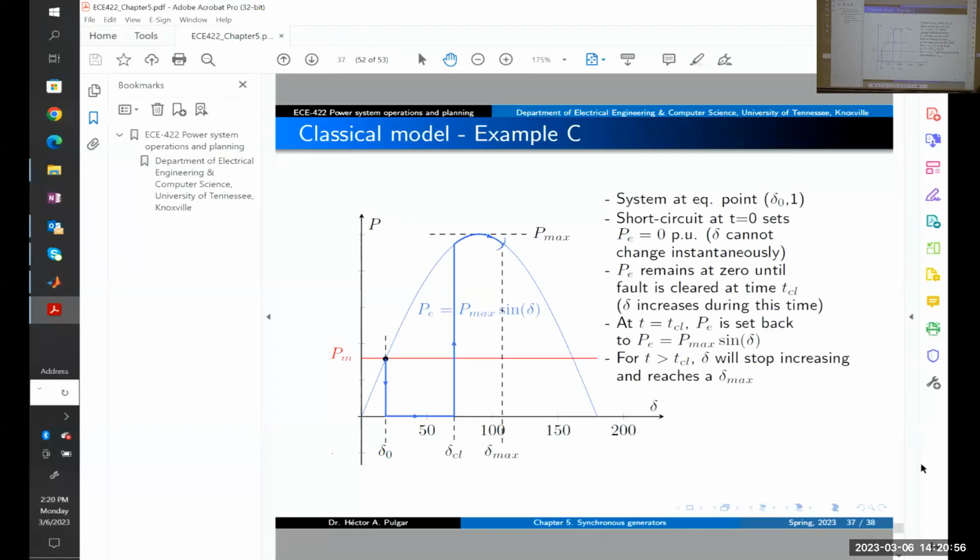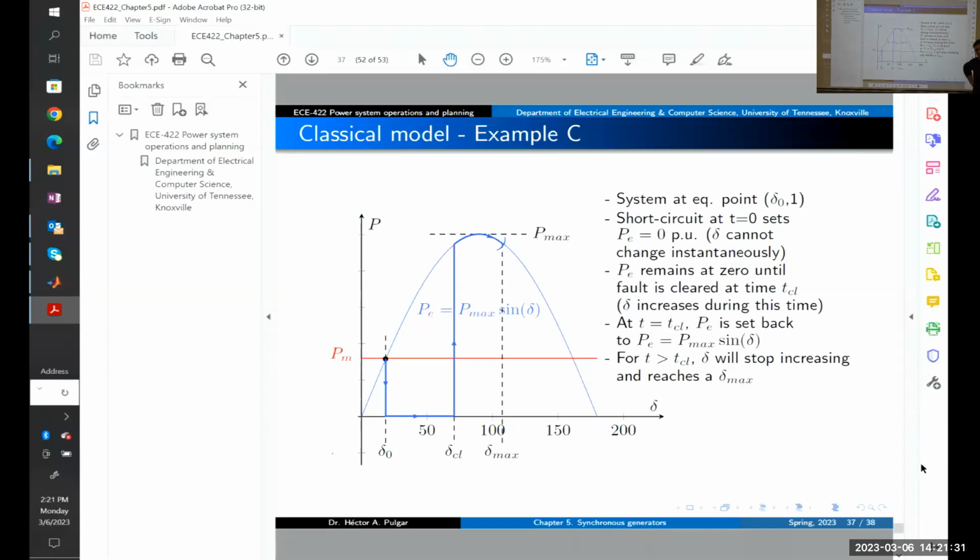Yes? So when it gets to the maximum angle, it doesn't continue on the trajectory, it turns around? Yeah, from here, the accelerating power will be 0 because it's PM minus PE. That will be the case all over this area. But because you have some inertia and the machine was increasing, it will continue the increase until this point. At this point, the machine will reach the maximum angle and will start moving in the opposite direction.